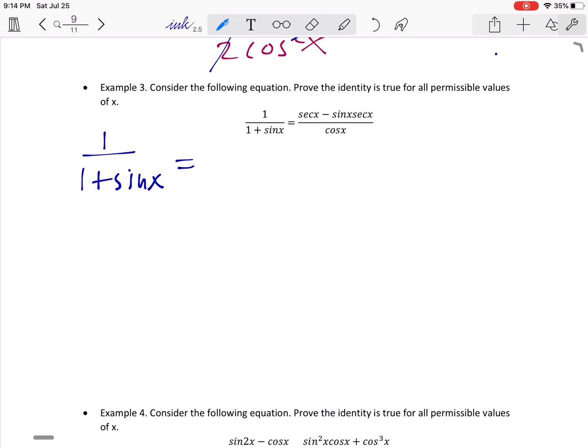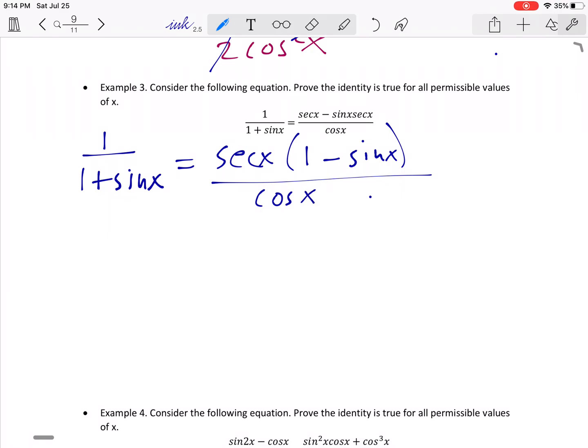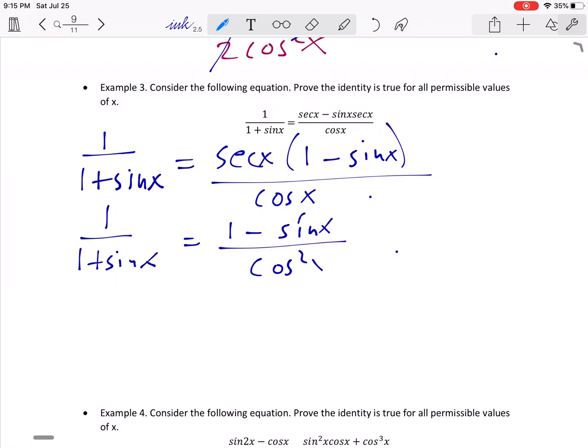So if you look on the right hand side, we can factor out a secant x, and that gives you a 1 minus sine x, over cosine x. Okay, and so the secant x is equal to 1 over cosine, and so this can be changed to cosine squared x.